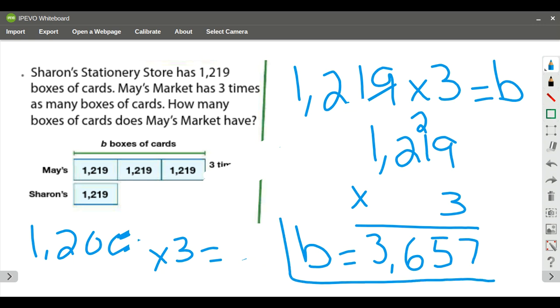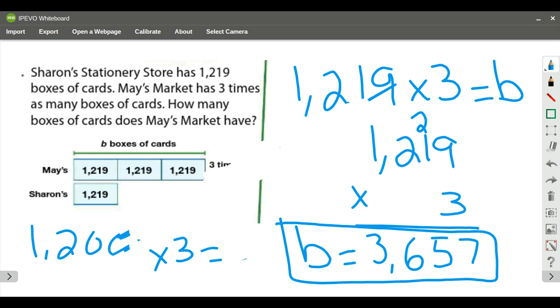3,657. Now this step is important, especially because next year you are really going to start focusing on work where you're solving for the variable as one of the factors and not as your total. So you need to start getting comfortable telling me what the value of the variable is. So B is equal to 3,657.